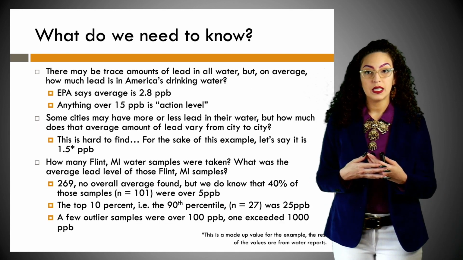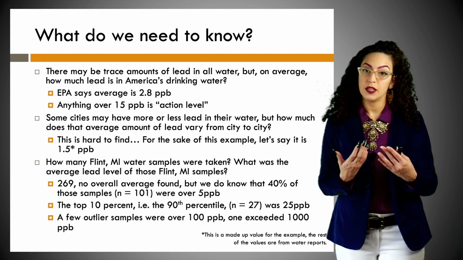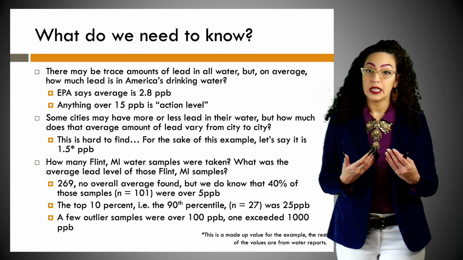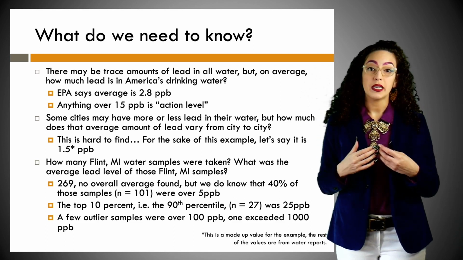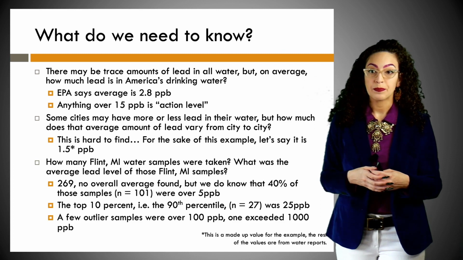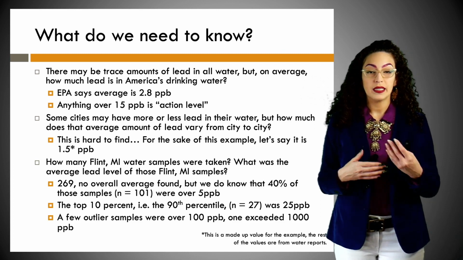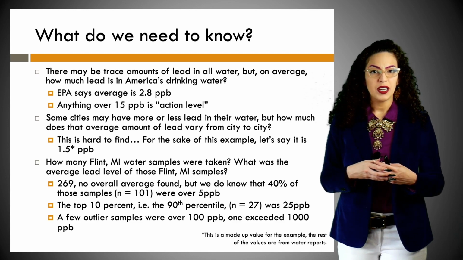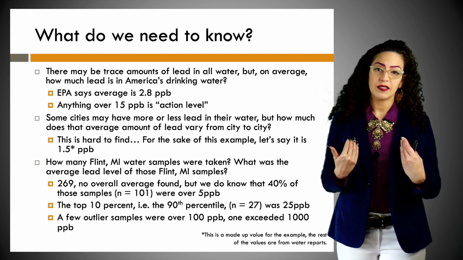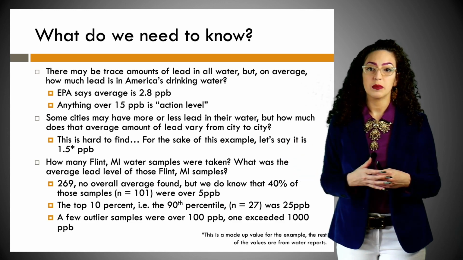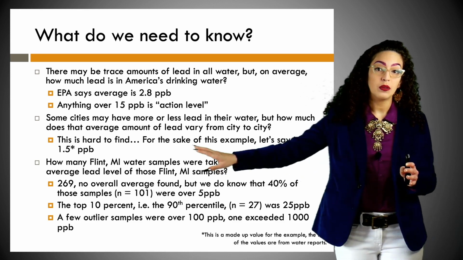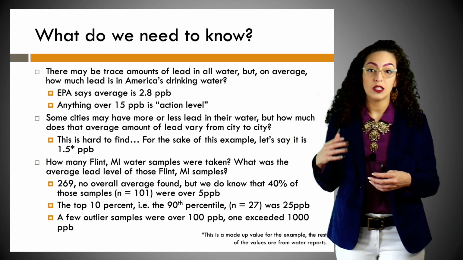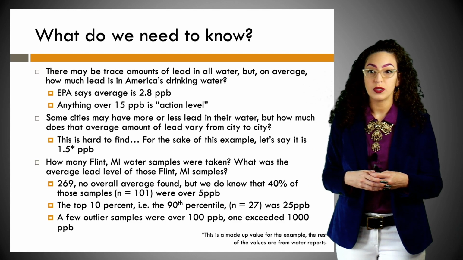The first one is that the EPA says the average amount of lead in water is 2.8 parts per billion. Anything over 15 parts per billion is action level, which means that something has to be done. It's too high. So some cities have more or less lead than others, but what is the average amount of difference, the standard deviation? That's pretty hard to find, so I said for the sake of this example, it's 1.5 parts per billion. I would like to note that this is the only value that is made up by me for the sake of this example, but everything else is from actual studies and actual reports.